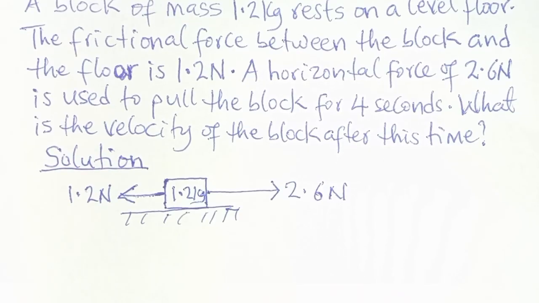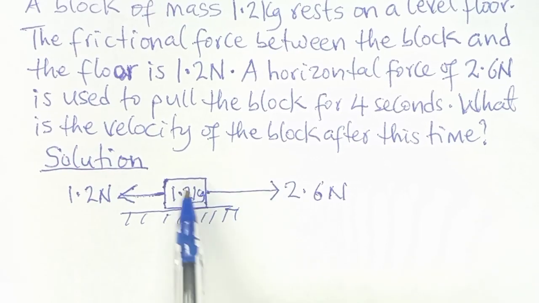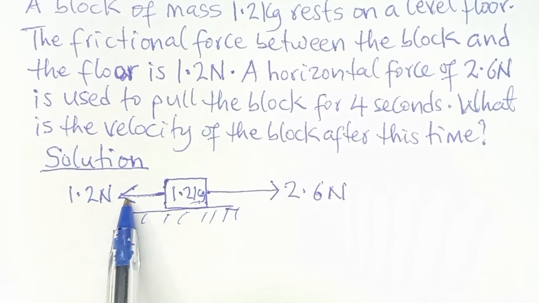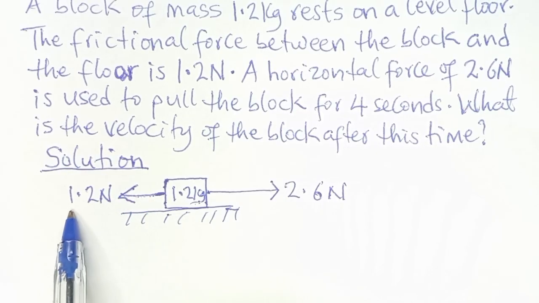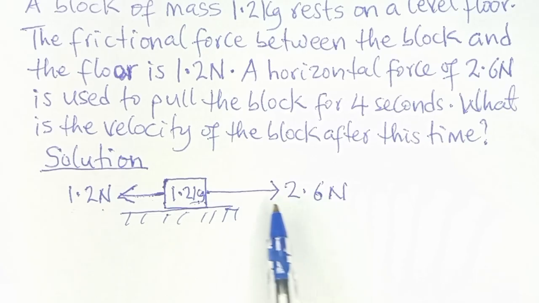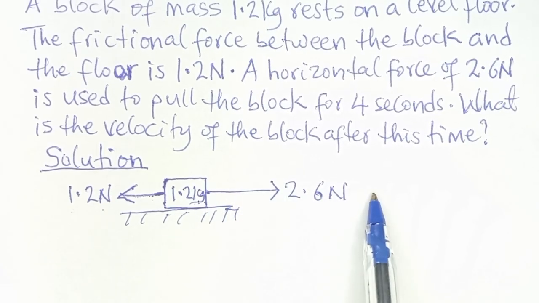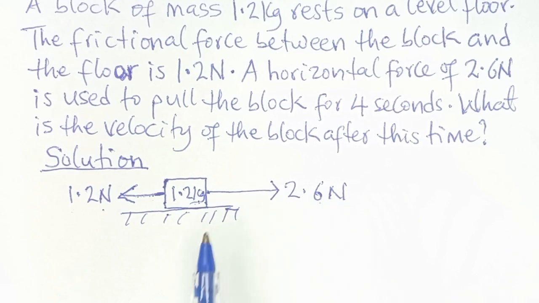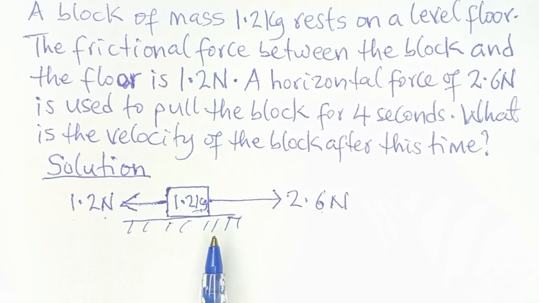Hope you are seeing the sketch. So the mass of the block is 1.2 kilogram. The frictional force opposing the motion of the block is 1.2 Newton. And the force with which the block is pulled in this direction is 2.6 Newton. So this is a sketch of what the question is actually saying.